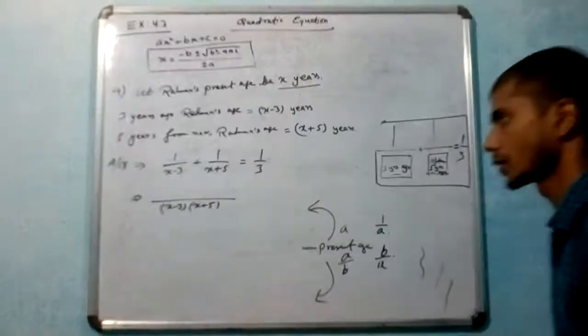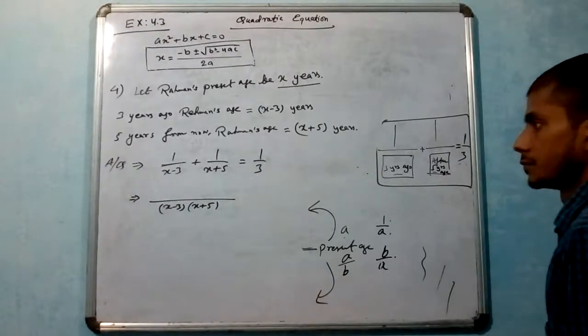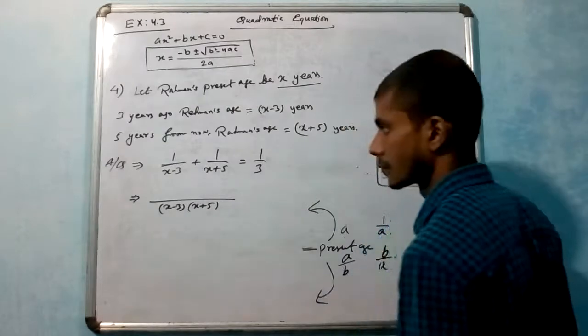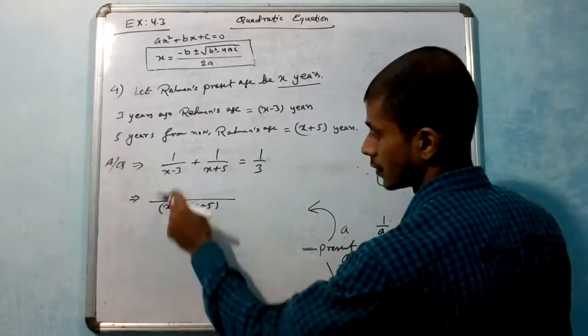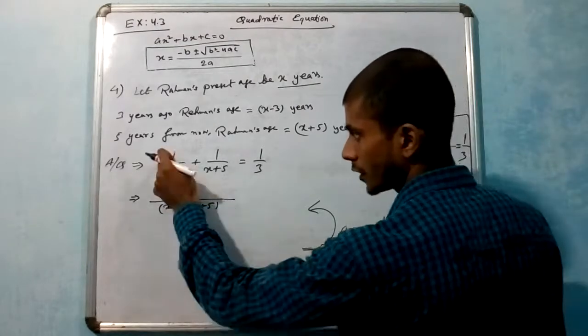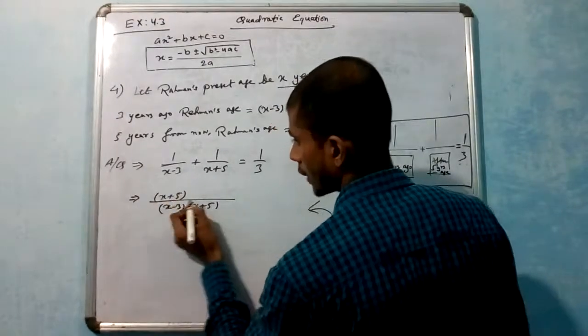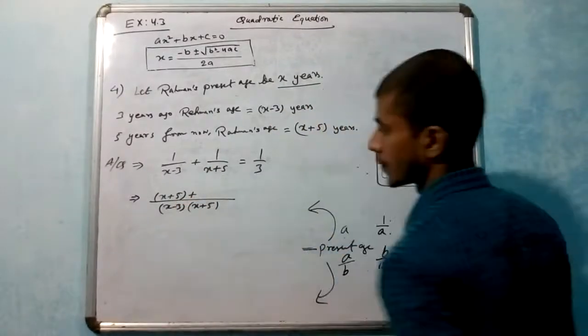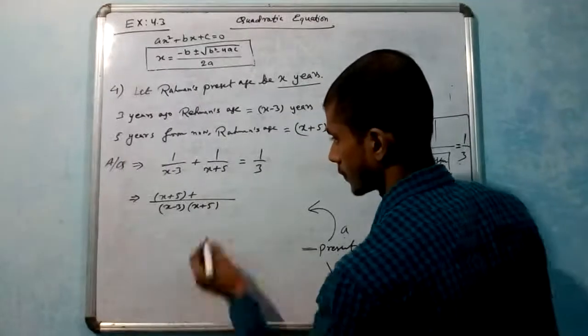Done. Then next. First fraction. How much will we get? Multiply it with the numerator, and the numerator is 1. So x plus 5. Correct. And then plus sign. Next. x.